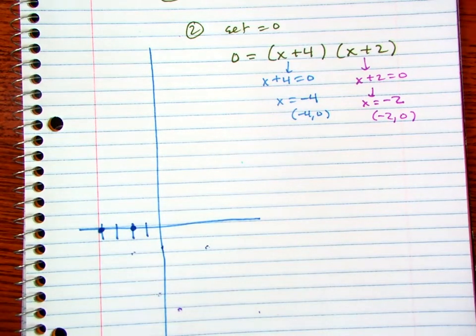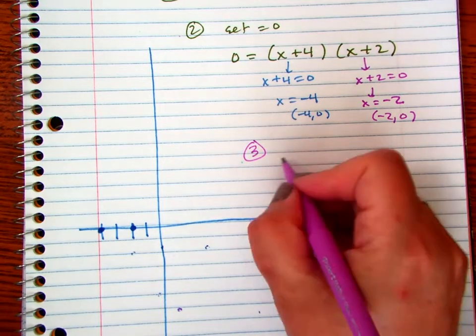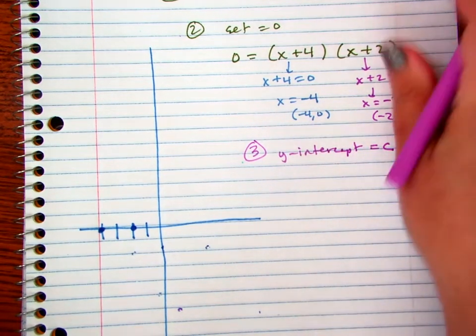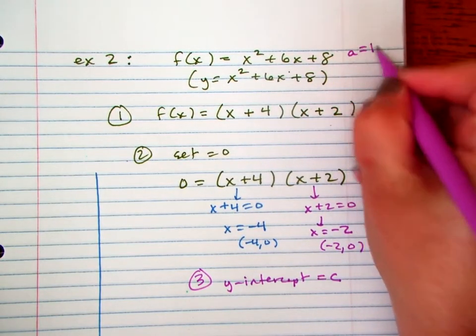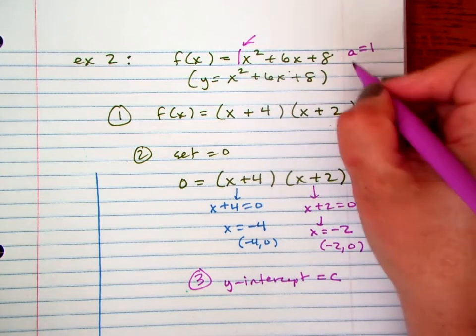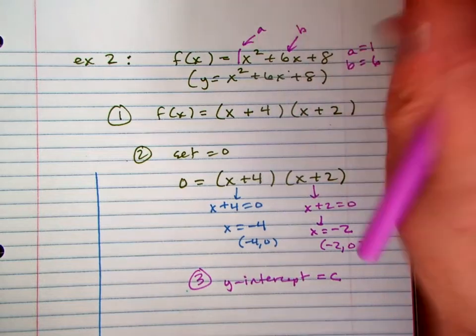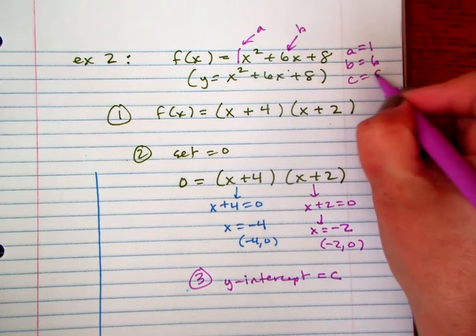Then my next step would be to find the y-intercept, which remember is your c value. In this case, if I go back up to my equation, I didn't write my a, b, and c. My a value is 1 because there's a 1 there. My b value in this case is 6. So this is a, this is b, and c is 8.